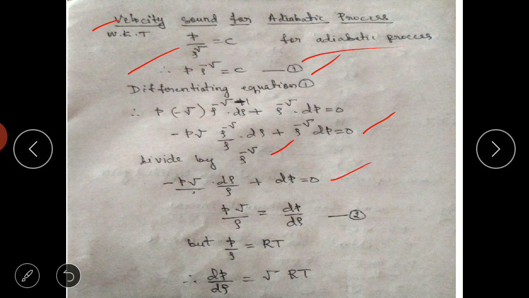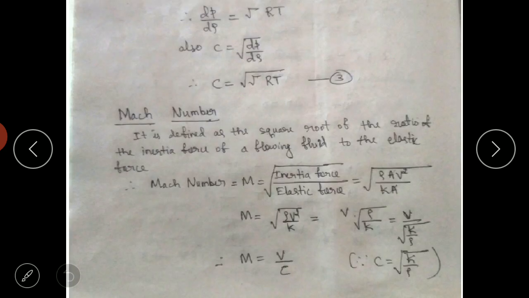So you can see, in the same way, after readjusting, we will be getting this equation, p into gamma divided by rho is equal to dp by d rho. But we know that p by rho is equal to RT from the equation of state. After adjusting, we will be getting dp by d rho is equal to gamma RT. Again, by adjustment, we will come to know that dp by d rho is gamma RT, but we know that c is equal to square root of dp by d rho. So we will be getting c is equal to square root of gamma RT.